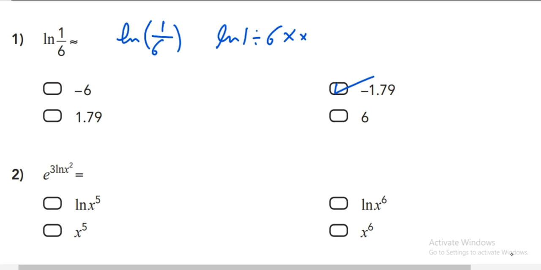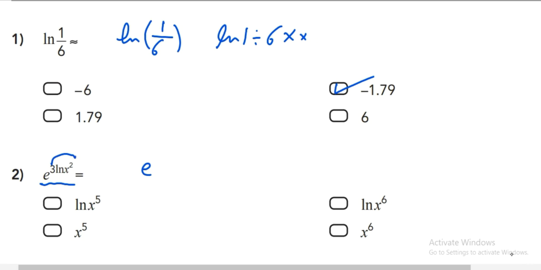Question 2. 3e to the power 3 ln x to the power of 2. Here we have to find the simplest form of this expression. We have two methods to solve this question. The first method is by using properties of the function e, or logarithmic functions. Here we have e to the power 3 multiplied by ln x to the power of 2.